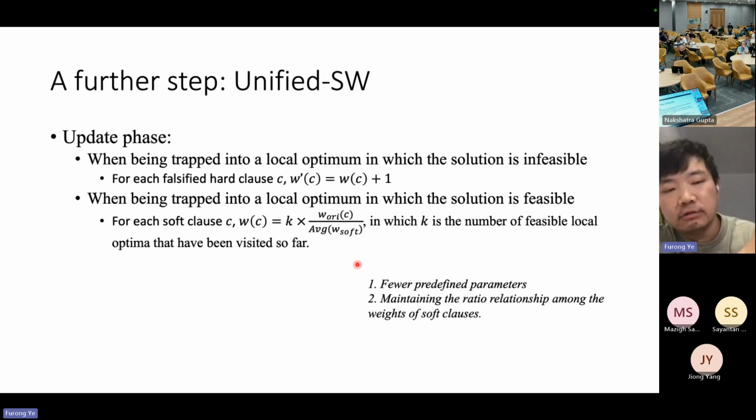Actually, we also did an additional experiment to see if, instead of maintaining the ratio relationship, we maintain the order relationship. So we just add something every time. The order of these soft clause weights will remain the same, but their ratio relationship will be somehow disrupted during the optimization process. But in that experiment, we could not obtain good results, and we found this way is a good strategy. We don't know why, but in the future we will explore more.